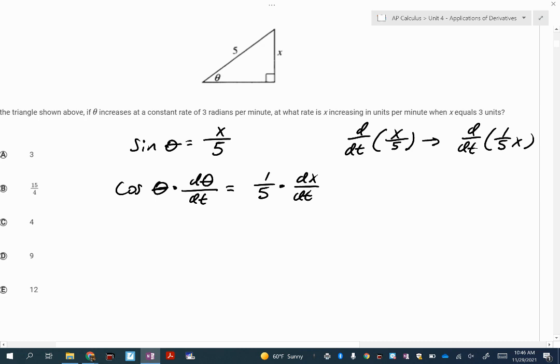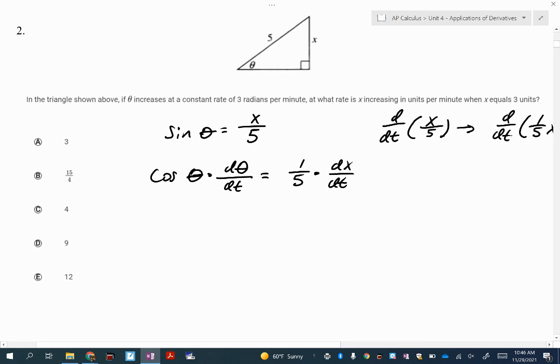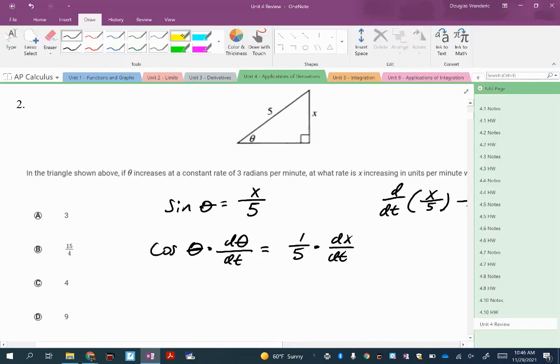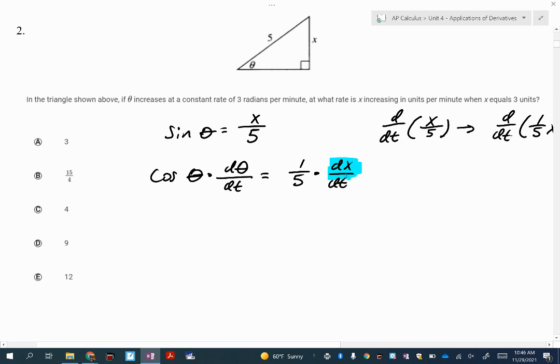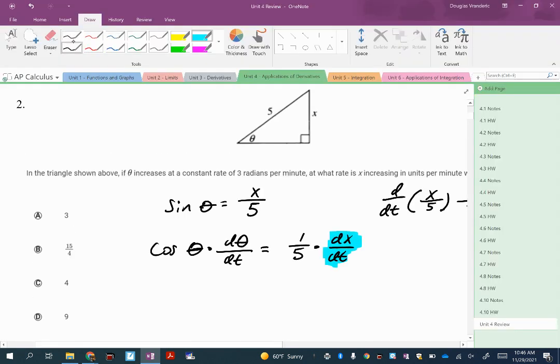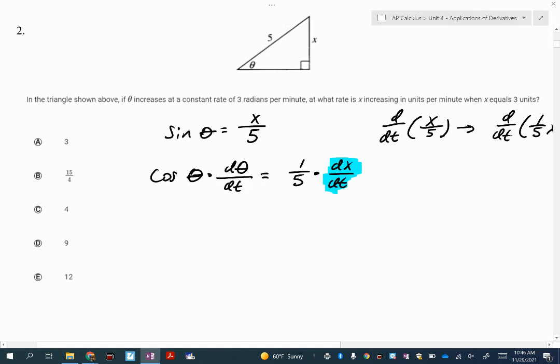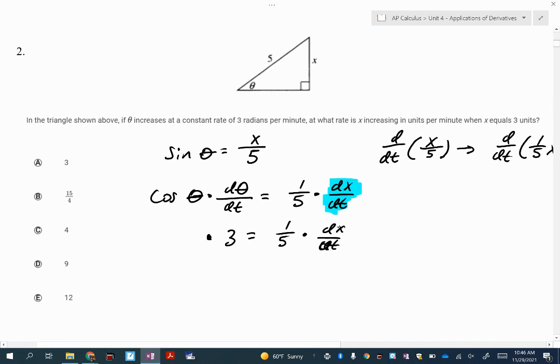All right, now we're trying to find the rate at which x is increasing in units per minute. So I'll highlight my unknown here, we're trying to find dx over dt. But here's the thing, we have too many unknowns right now because we do know that our theta is increasing at 3. So this is going to be times 3. And we're trying to find dx over dt. But we need to find the cosine of theta. All right, so if this x is equal to 3 units, right, it tells us x equals 3 units.